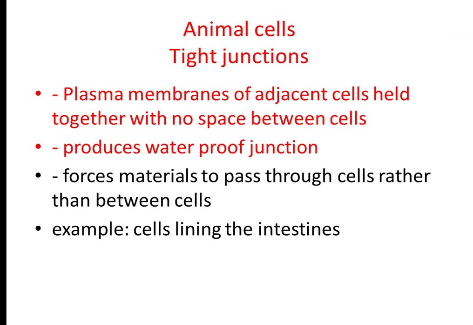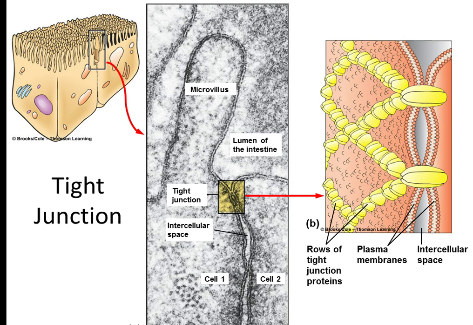Now, one place we find this is in the cells lining our intestines. So they're in the small intestines. You don't want that fluid from the small intestines making its way in between the cells and into your body. You want that material to actually have to go through the cells so that those cells can have a little bit of selectivity as to what's going to get from the digestive tract out into your bloodstream.